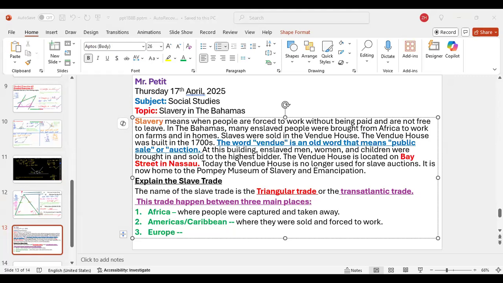So it was a trade that happened. You get the Africans from Africa, you bring them to America or the Caribbean, which included us. Then they made the sugar, the tobacco, the cotton. We send the cotton and stuff to Europe in exchange for guns, cloth, and other goods. That's basically what was traded.